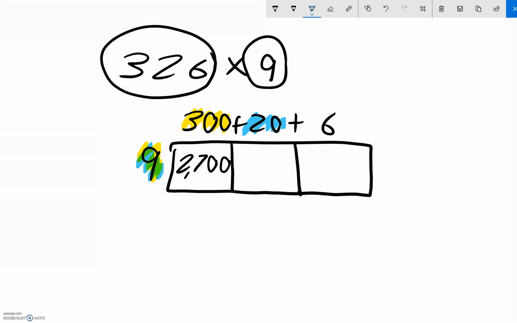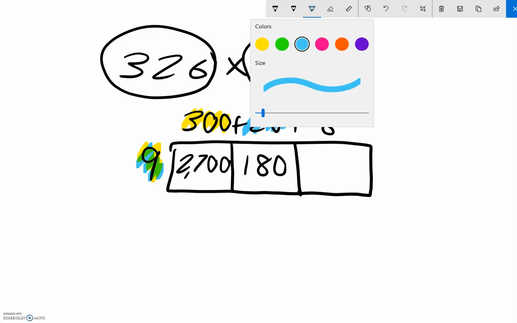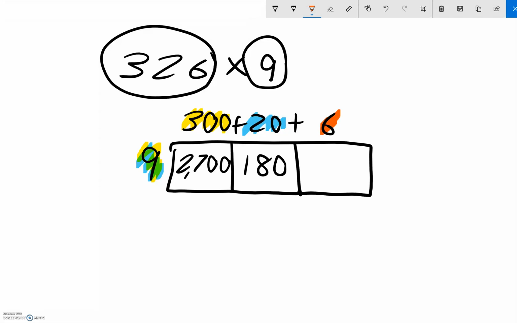Okay? Then I'm going to multiply 20 times 9. And 2 times 9 is 18. And there's 1 zero, so 180. Okay? Then I'm going to multiply 6 and 9. Okay? So 6 times 9 is 54. Okay? Now I'm ready to add all 3 numbers together.